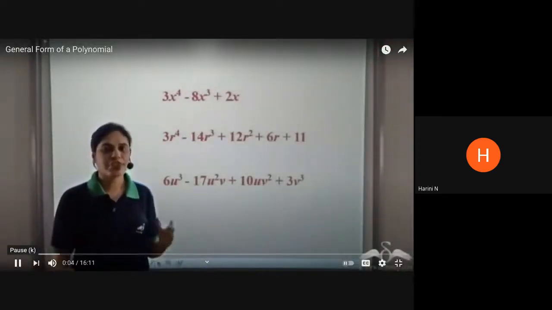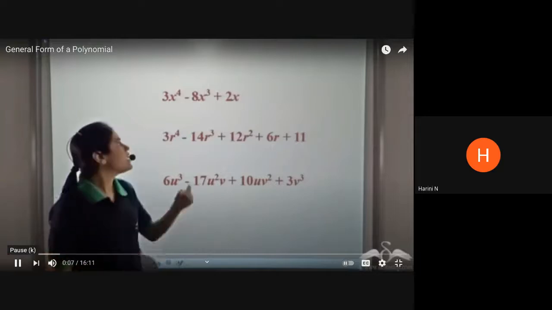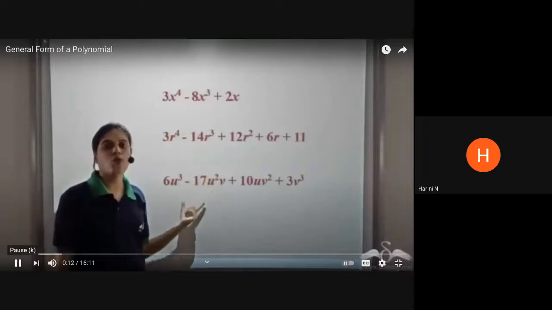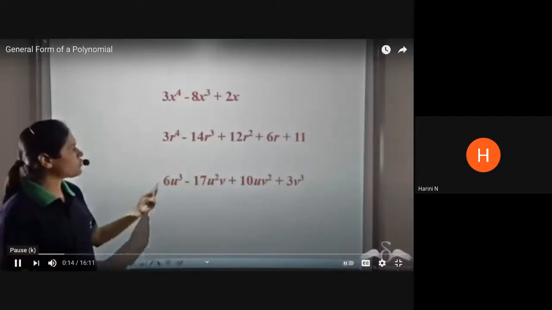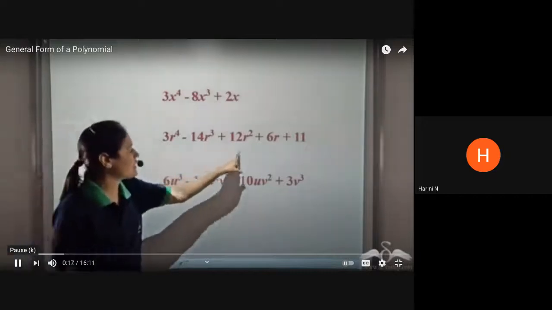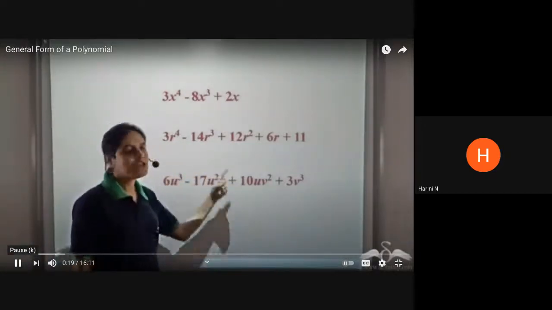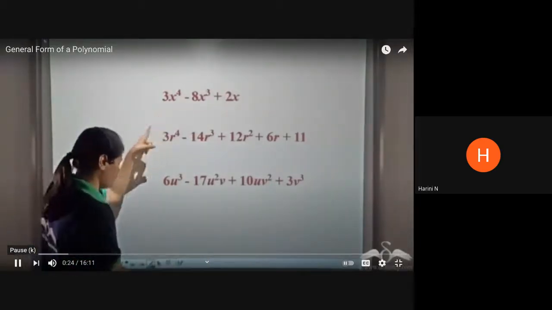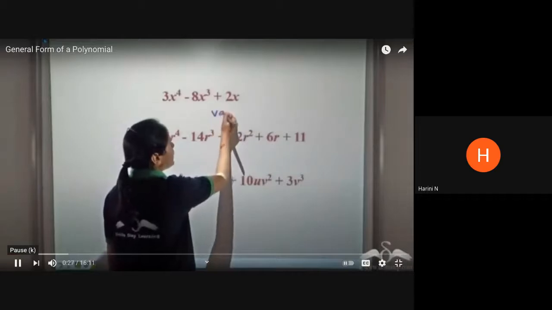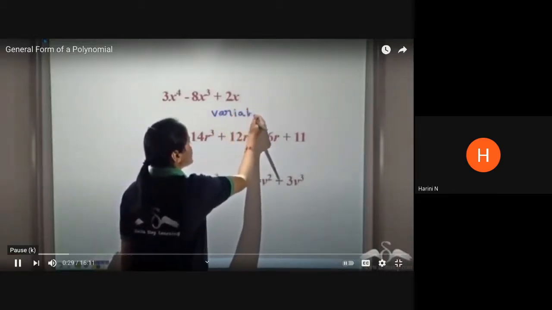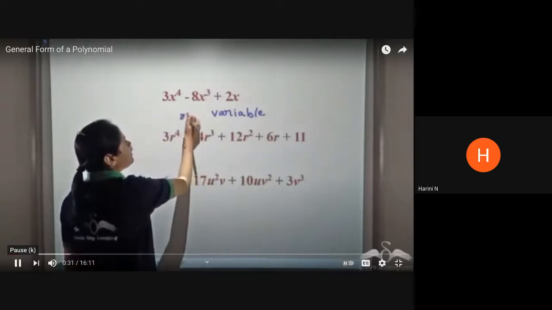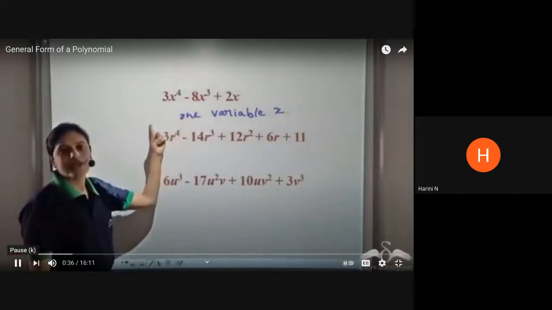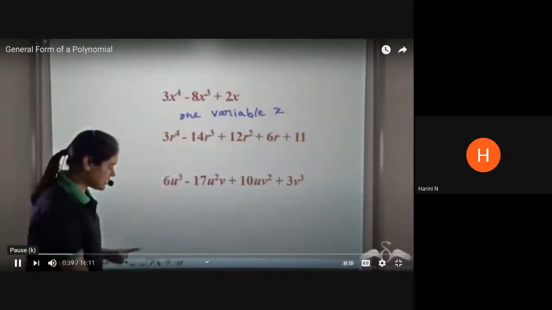Each of these expressions is a polynomial because in each of these expressions, the variables are raised to whole number powers. So in each of the three expressions, all the variables have whole number powers. So these three are polynomials. Now this expression has just one variable x. So we can say it is a polynomial in one variable x.